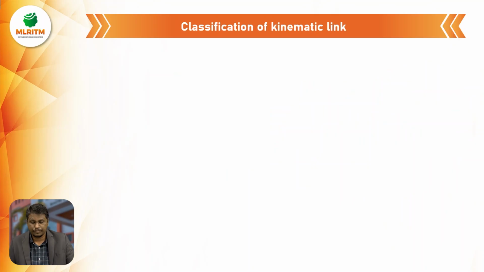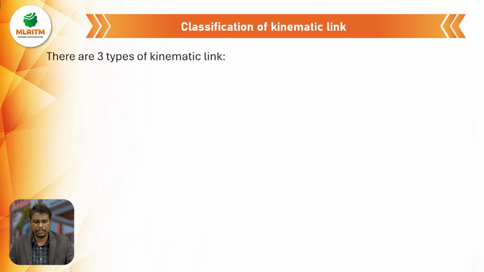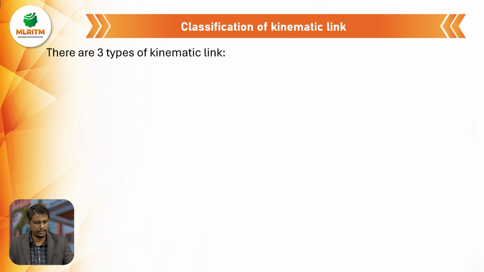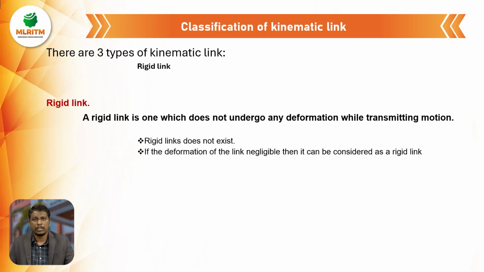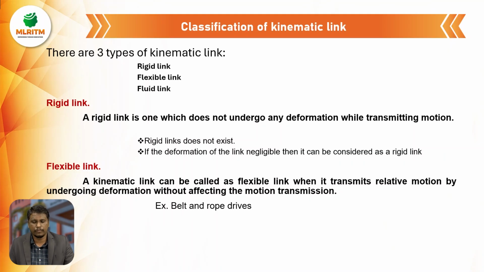Okay, so next is the classification of links. Already I said kinematic link at the start. Everyone may have a doubt about what a kinematic link is. At that time I said you can think of it like one rod, that you can assume as a link. Now we are going to see what things we can call links. Okay, the classification. There are 3 different types of kinematic links. One is the rigid link, another one is the flexible link, and the third one is the fluid link.